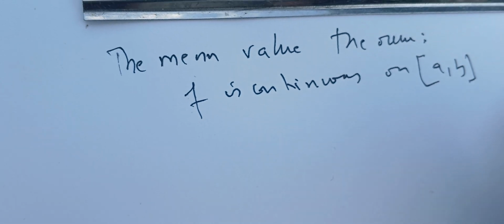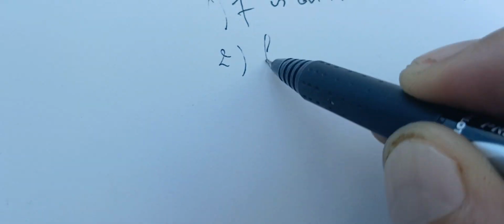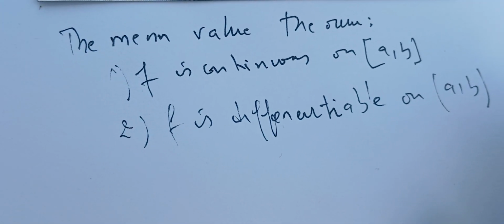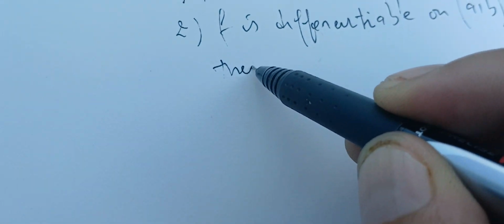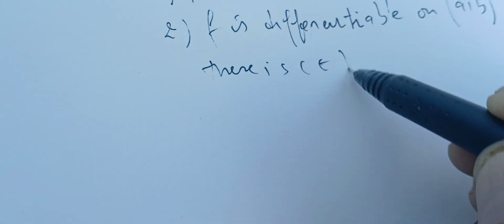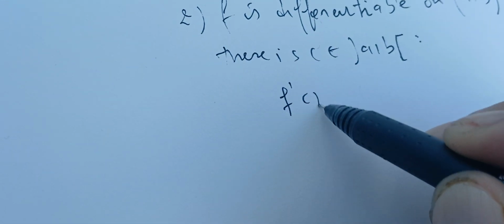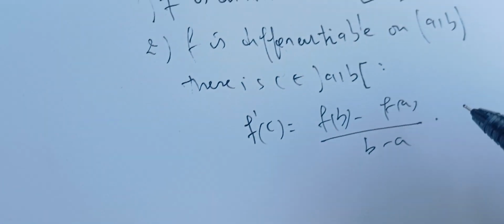So the mean value theorem says: if f is continuous on [a, b], and this is the first condition, and f is differentiable, that means it has a derivative, on (a, b), not including boundaries, then this is the conclusion. Then there is some c in the open interval (a, b) such that f prime of c is f of b minus f of a over b minus a.